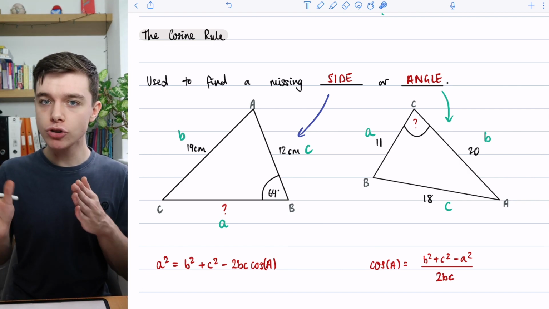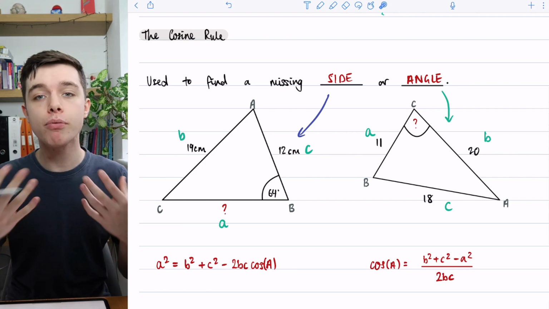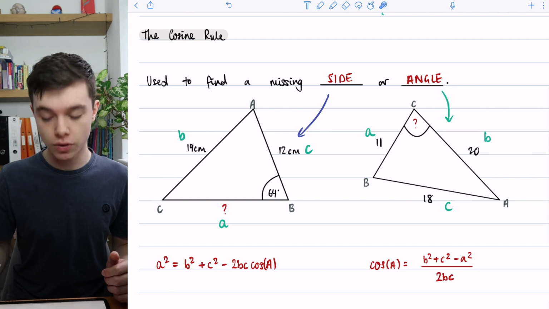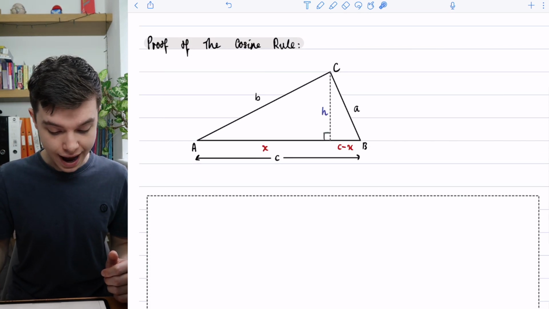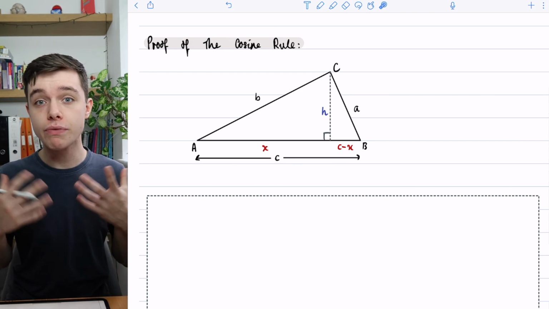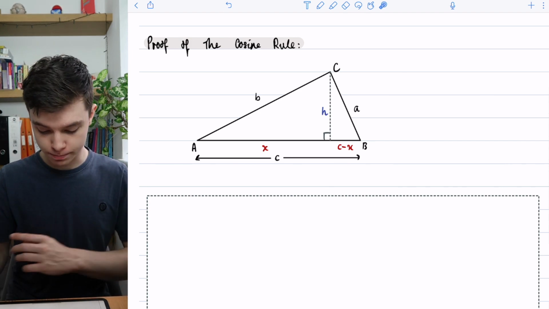Now, what you probably haven't done at GCSE before is looked at the proof of those formulas. And I just think it's nice to have a look at the proof of them so you know where they come from. So let's do that. We'll prove the side version, and then we'll just do the rearrangement to work out the angle version.